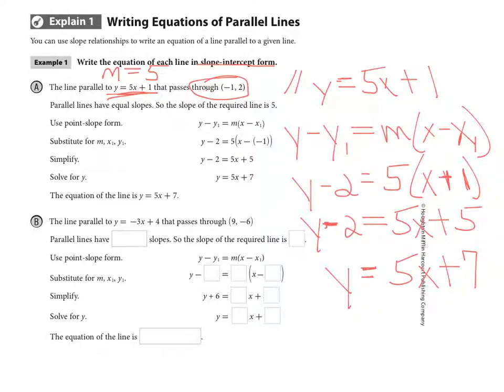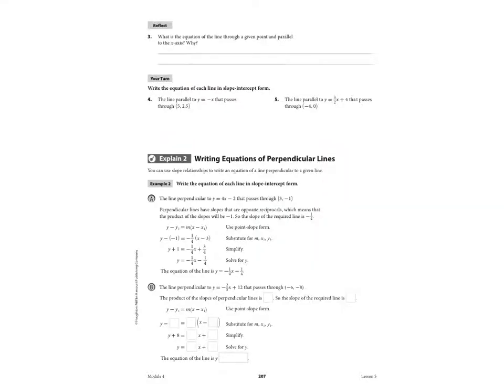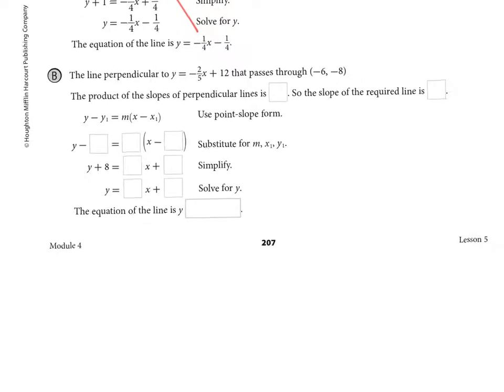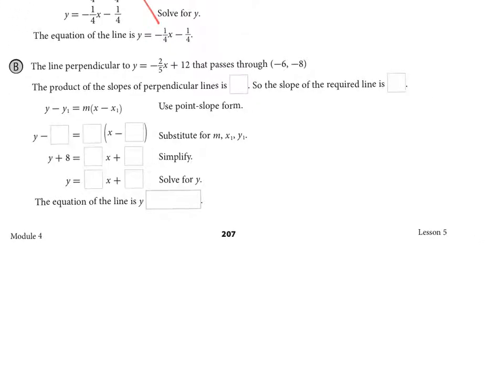Okay, so now if you flip to 7, we will go down here and do B. Okay, so it says the line perpendicular to y equals -2/5 x plus 12, and it passes through this point. So it gave me a point and it gave me slope, but now when it's perpendicular, I know I need to do opposite, so it becomes positive, and the reciprocal, so it becomes 5/2.